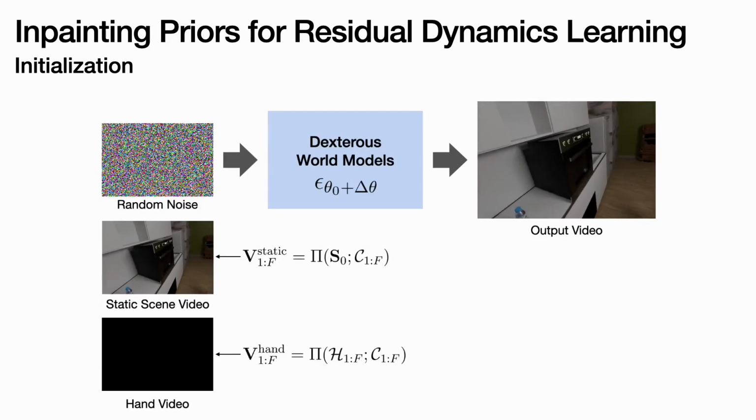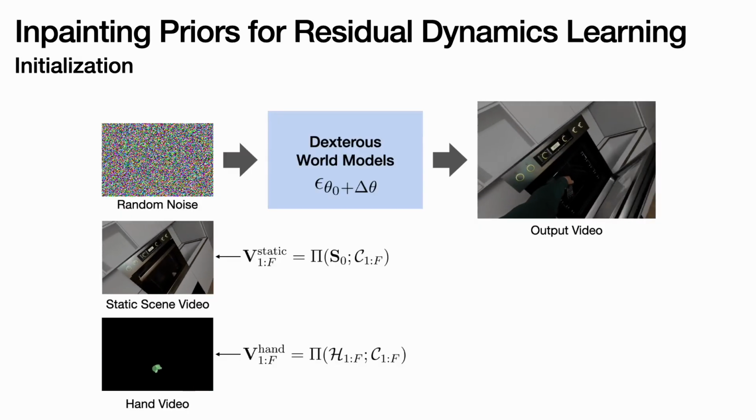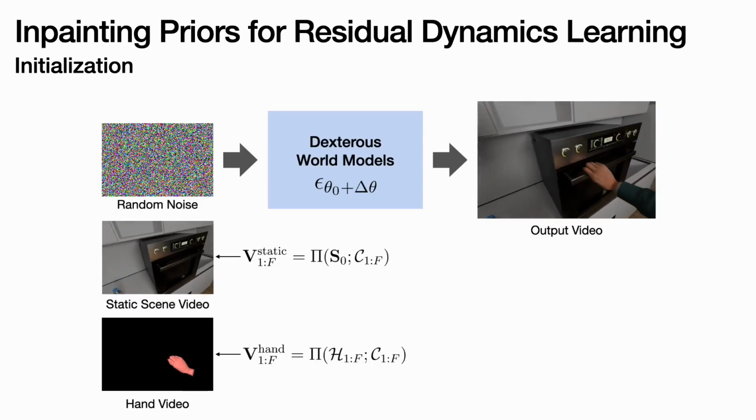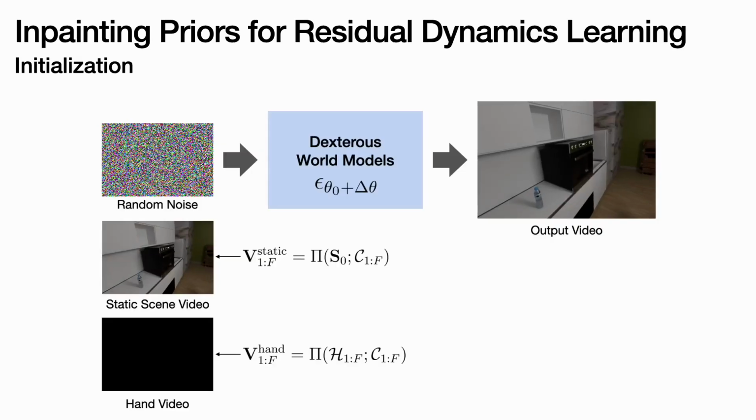As we add the hand video condition and train the model, it learns to model the residual visual changes induced by the hand action. This lets DWM focus on generating interaction dynamics, instead of reconstructing the entire scene from scratch.